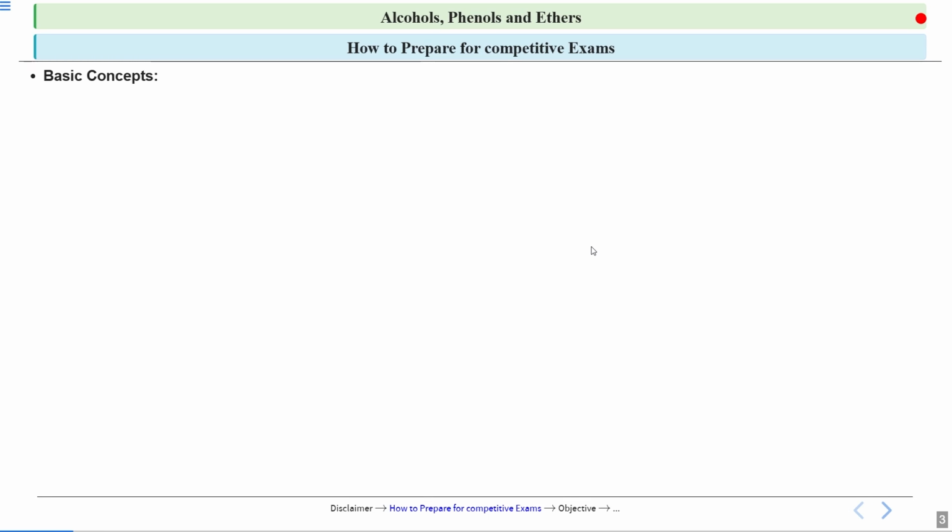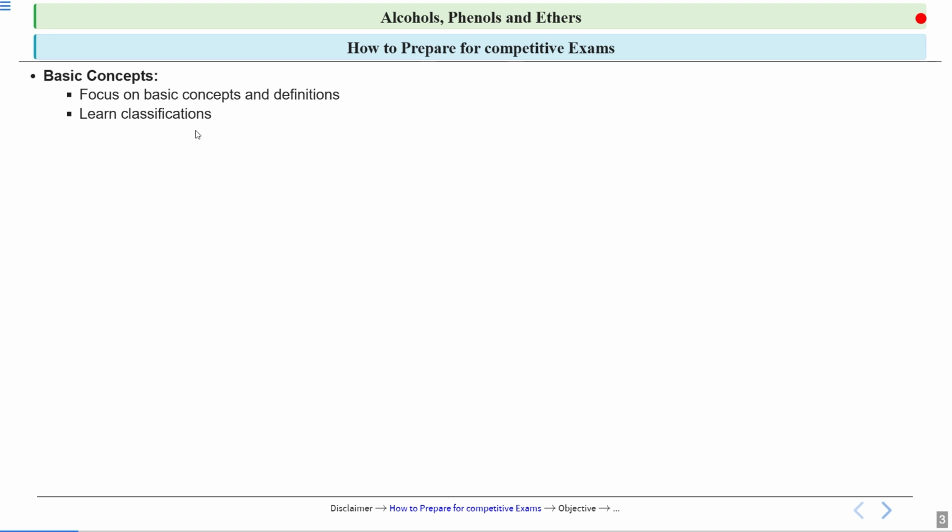Because this is the first day of this chapter, let's understand how you can prepare for this particular chapter for the competitive exams. So first of all, you have to cover the basic concepts and definitions. You have to focus on the basic concepts and definitions from this chapter.